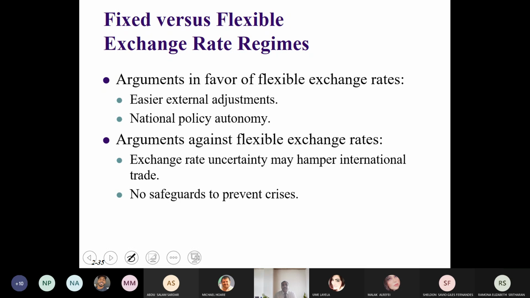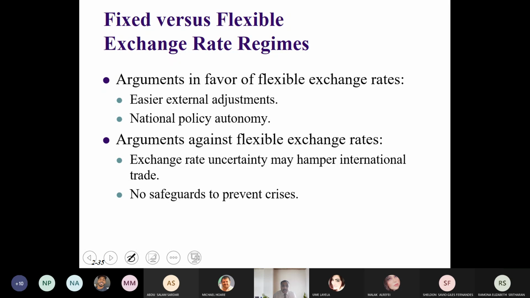In the flexible one, as I told you, the exchange rate depends upon the demand for the dollar and the supply of the dollar. Demand for the dollar depends upon the imports and supply of the dollar depends upon the exports. So which means the flexible exchange rate system depends upon the imports and exports of the country. Arguments in favor of the flexible exchange rate: easier external adjustment, meaning it automatically adjusts according to demand and supply. And national policy autonomy. The policy is autonomous. There is no influence on the exchange rate policy, of course. The exchange rate is determined by the demand and supply of the dollar, which means imports and exports of goods, which is a real exchange rate.